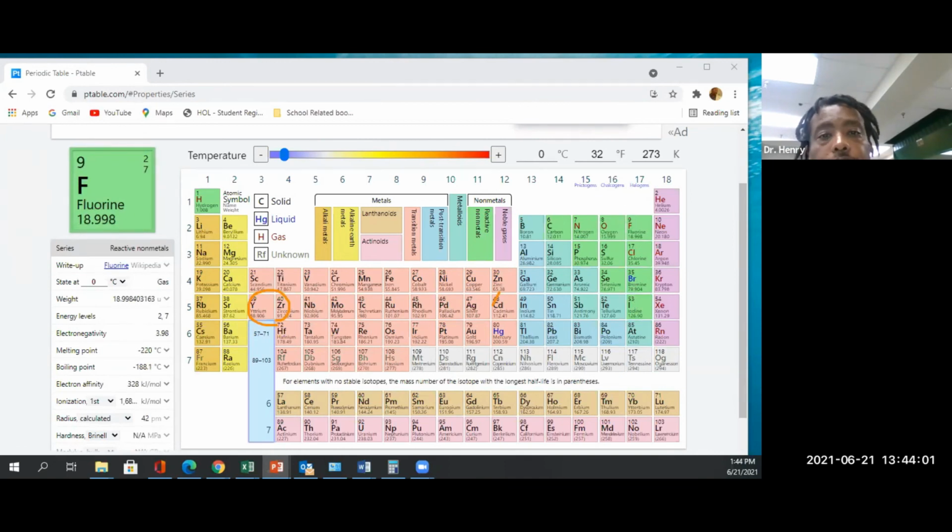So the way that we would draw that out in the Lewis dot structure is that in the case of fluorine, we would put 1, 2, 3, 4, 5, 6, 7 dots around fluorine. So that would be the Lewis dot structure for fluorine. Are you with me? Okay.